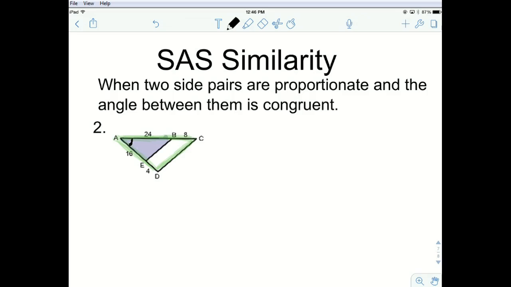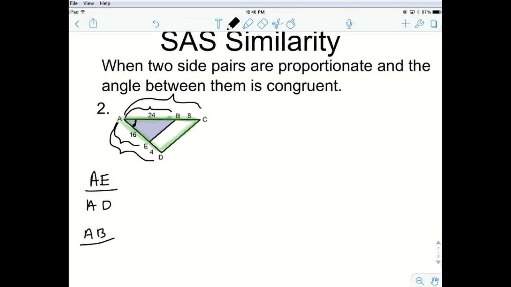Now the question becomes, does this side right here, AE, and the whole entire side, AD, does that simplify to the same as this one over here, which is AB, over the entire thing here, which is AC. We need to see if these proportions or these ratios are the same. Okay? Are they proportionate? So we'll start with AE.